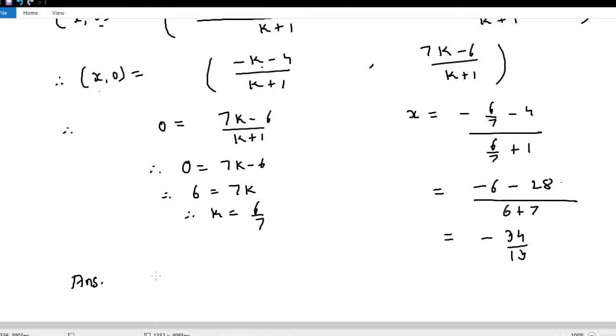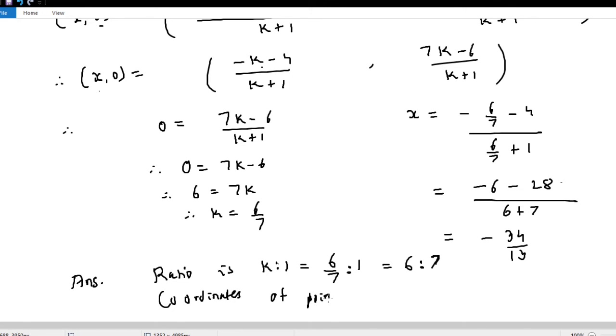So we can write the answer statement. The first part is, what is the ratio? So the ratio is k is to 1, which is equal to 6 upon 7 is to 1, which is equal to 6 is to 7. And the coordinates of the point on the x-axis is -34 upon 13 comma 0.